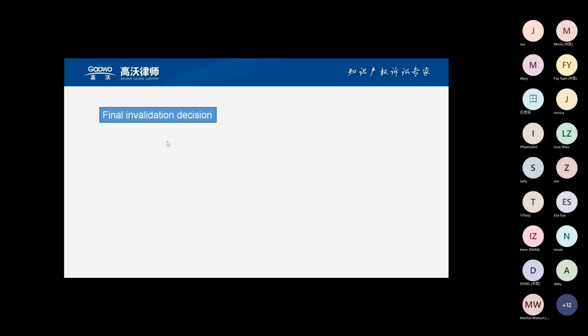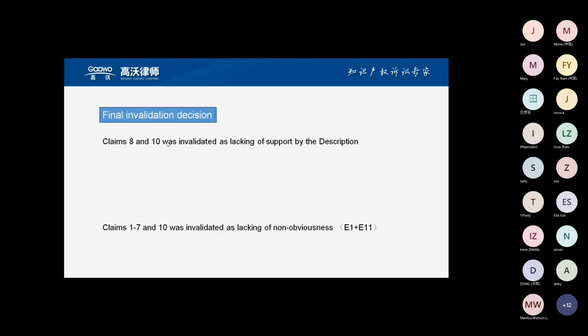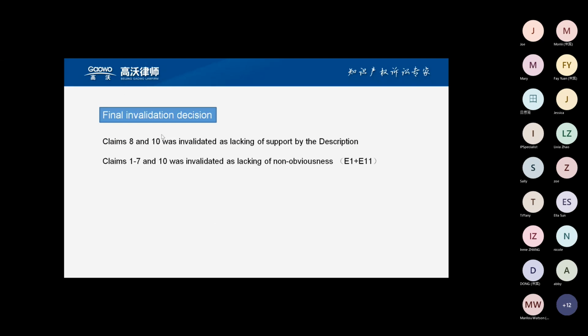Okay, I'll tell you the final invalidation decision. Finally, the department invalidated claim 8, and claim 10 was invalidated as lacking support by the description, because claim 10 is dependent on claim 8. So both of them can be invalidated for the same reason.